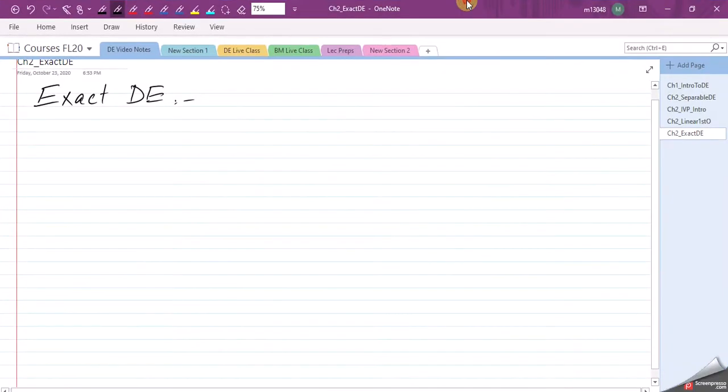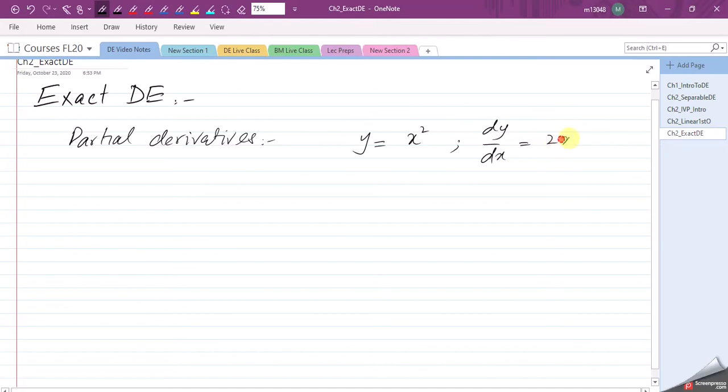Before we start exact differential equations, let us revise a little about partial derivatives. So what are partial derivatives? We know ordinary derivatives already. For example, if y equals x square, then dy by dx equals 2x. This is called ordinary derivative.